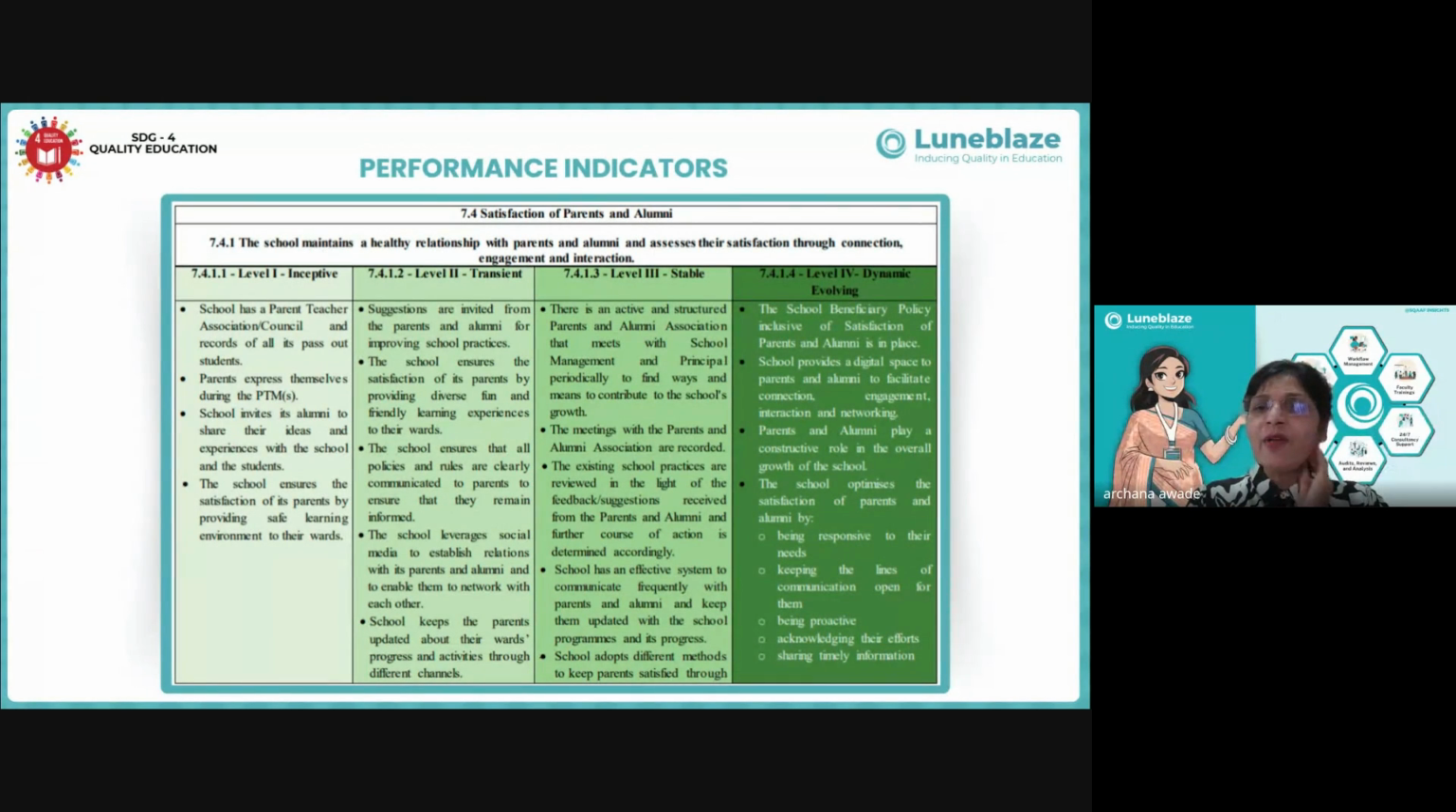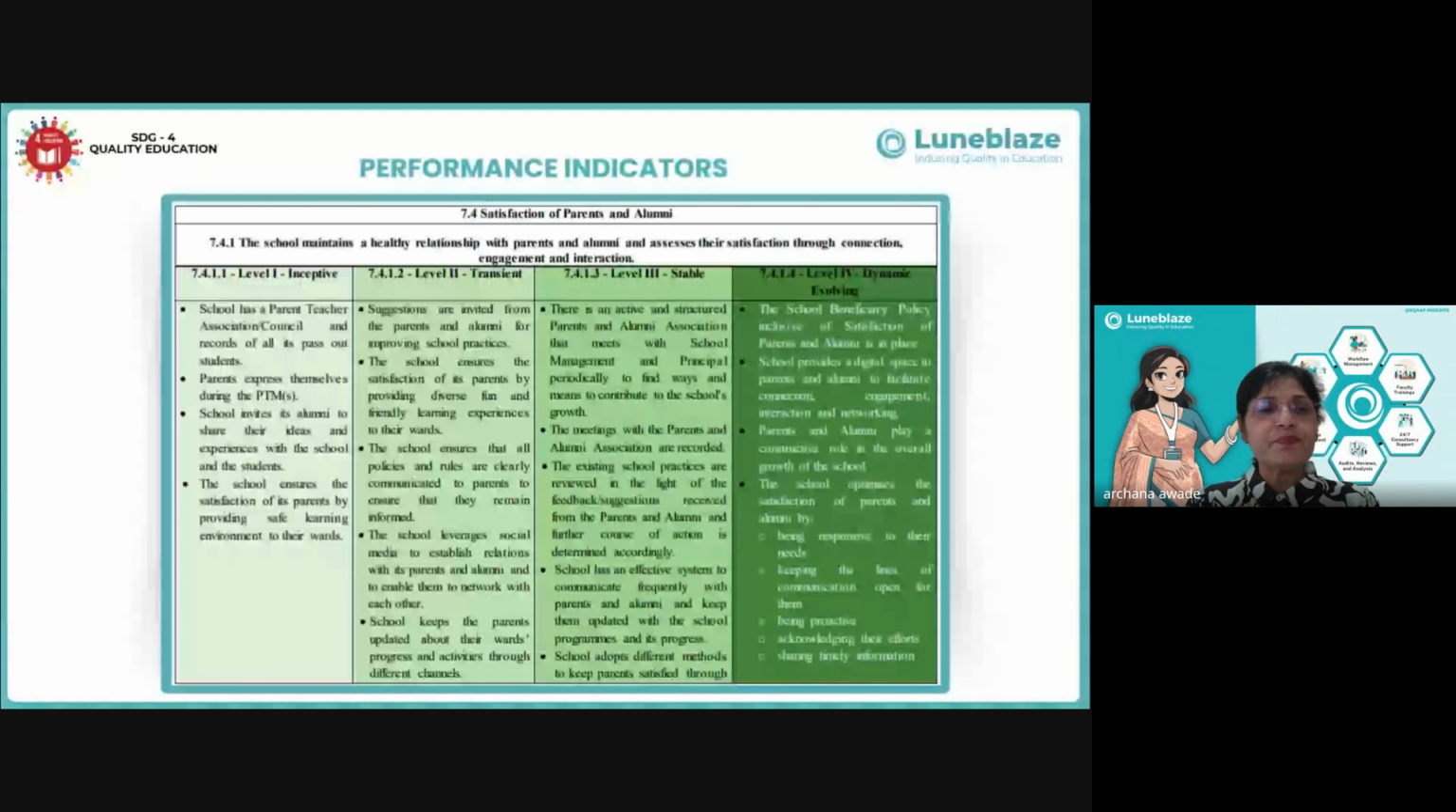As we are talking about alumni and parent satisfaction, level 1 is when parents are allowed to speak only in PTMs and alumni occasionally share their input. Level 2, the transient level, is where parent and alumni suggestions are sought, but communication improves through social media use only. Then level 3 is stable, where formal parent and alumni associations collaborate regularly with management and feedback guides action. So we take feedback from parents and alumni, and their feedback helps us plan our action. That is where you are involving your parents and alumni and you are at level 3 of this domain.